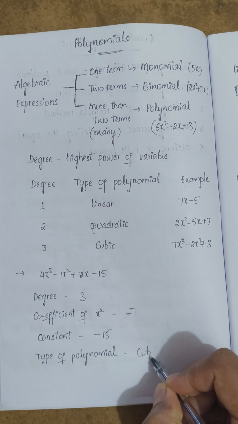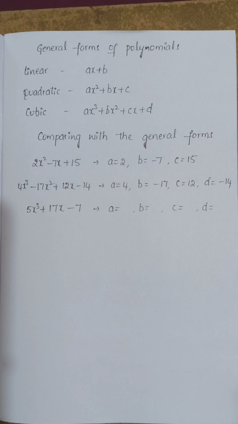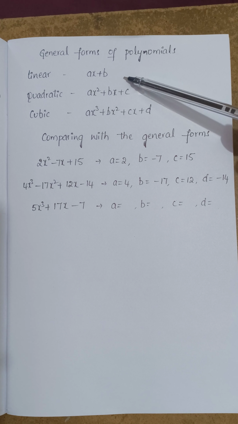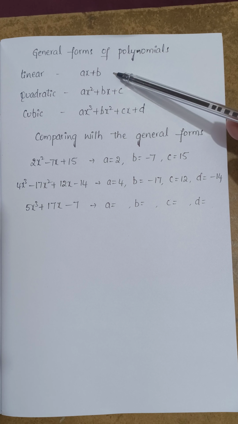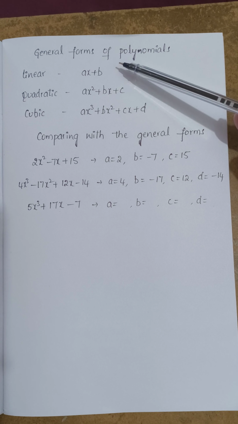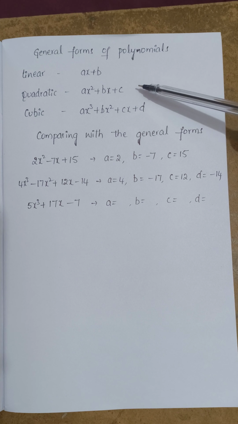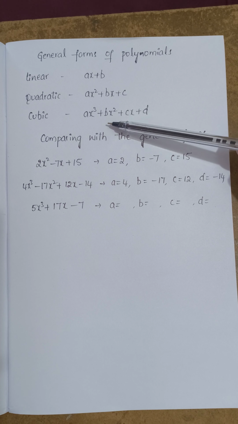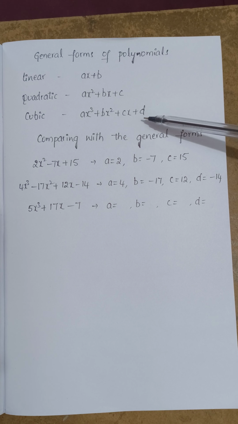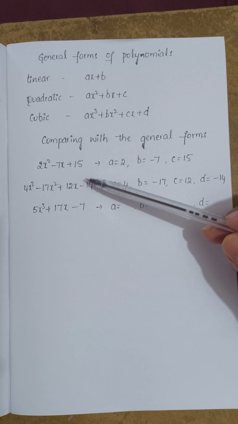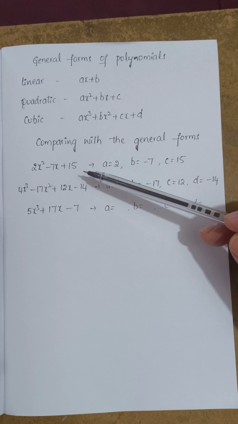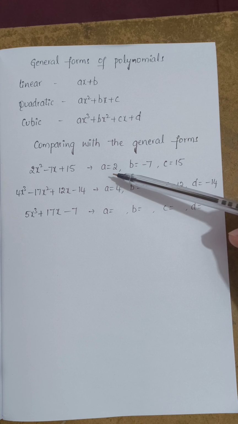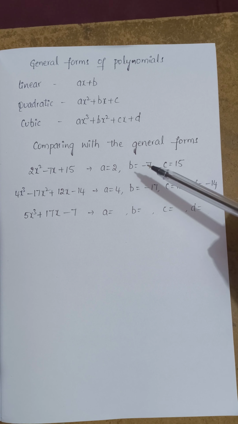So cubic polynomial. Now here are a few general forms of polynomial. Linear polynomial: because the degree is 1, we can restrict it to ax plus b. Quadratic: ax square plus bx plus c, because the degree is 2. Cubic: the degree is 3, so ax cube plus bx square plus cx plus d. Here I have three equations, rather expressions. We can compare them with general forms and identify the a, b, c, d values.